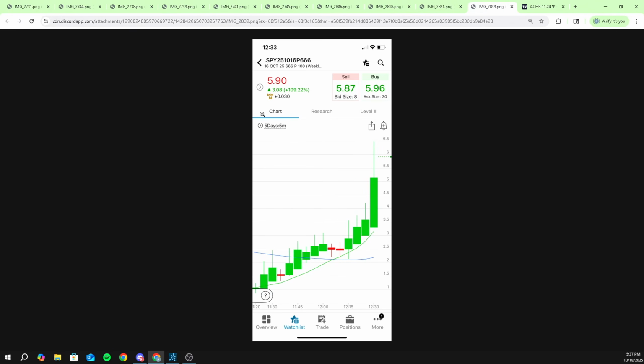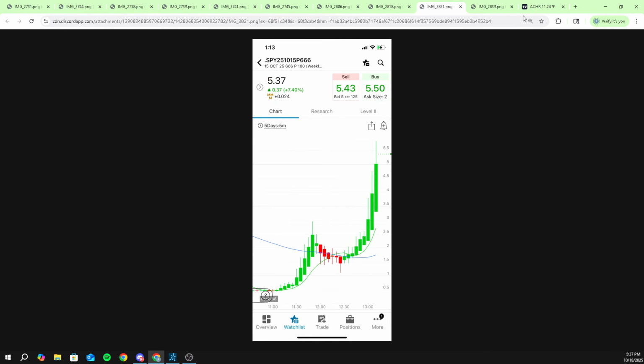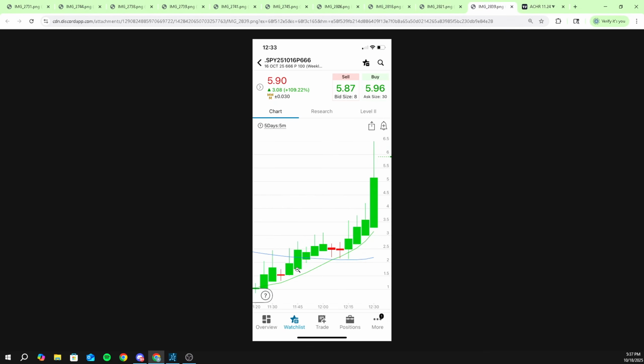And then again on the 16th, it's the same thing. The 10 SMA crossing the 50 here on the 666 puts. It's funny that the strike was the same for both days, but yeah, the 10 SMA crosses the 50, the 50 ended up curling up, and we got a very big move out of it. It was pretty much the story of the last 2 weeks.